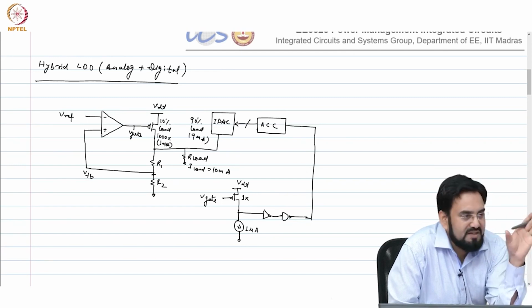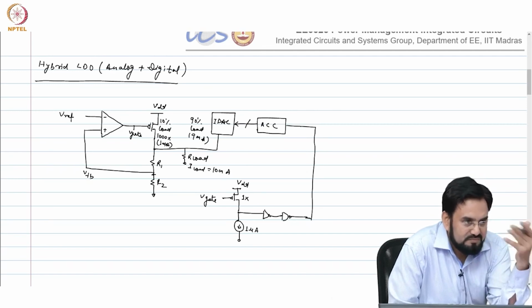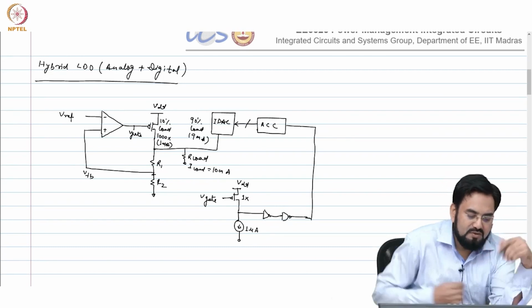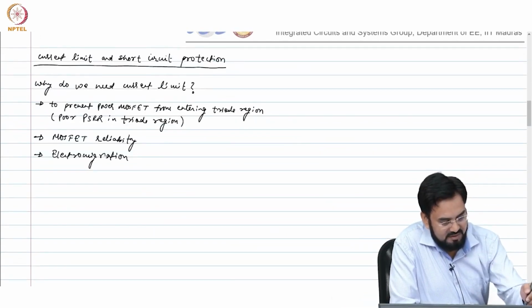So surely it will damage your device and it will melt your pads, everything actually, because those pads and your metal lines are not sized to carry that much current. Even if you keep 5x, 10x margin, it's still much lower than 100 milliamp. Okay, so that's why we need current limit.